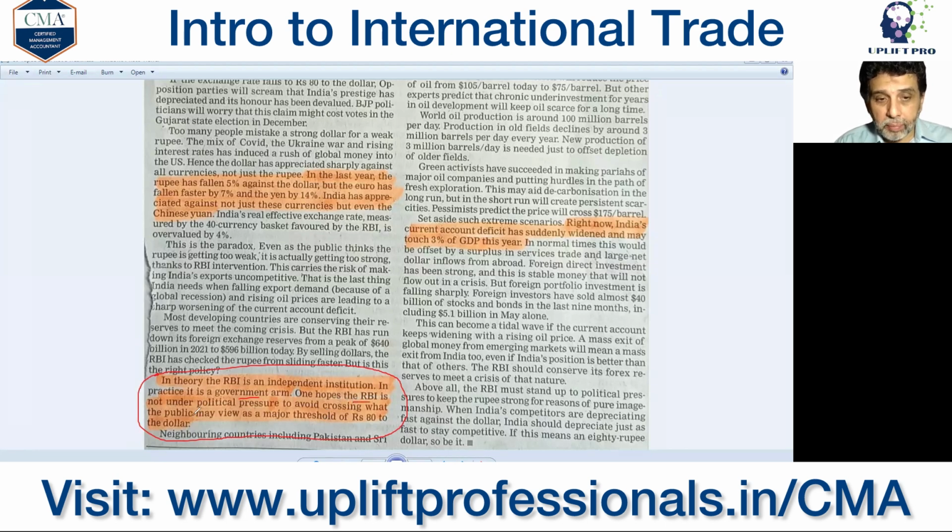One hopes that the RBI is not under political pressure to avoid crossing what the public may view as a major threshold of rupees 80 to the dollar. So it's not such a big threat. Okay, that's what they're trying to say here, which is very correct. He has explained this in a very logical way. And for your subjects, for your syllabus, it makes you understand better about currency movements. Not to view it as bad news every time.